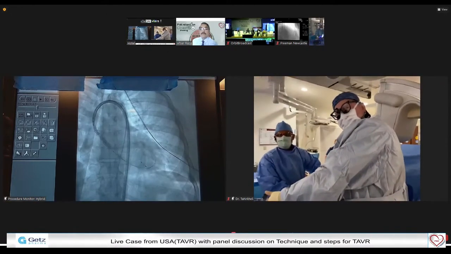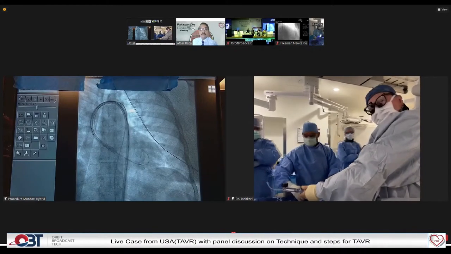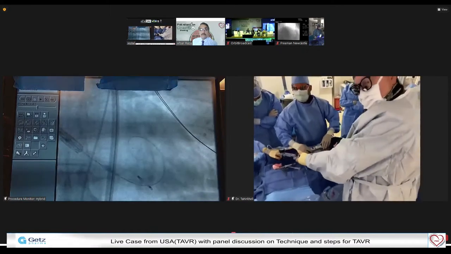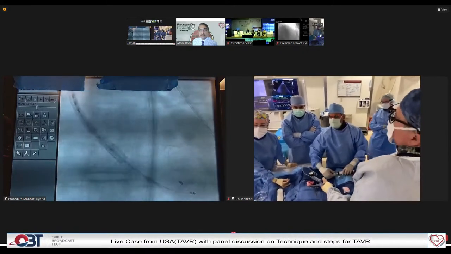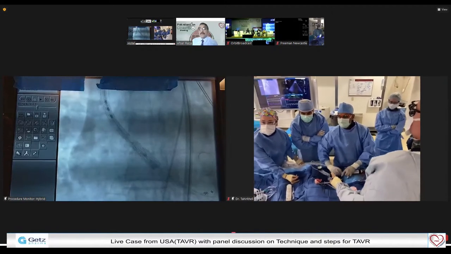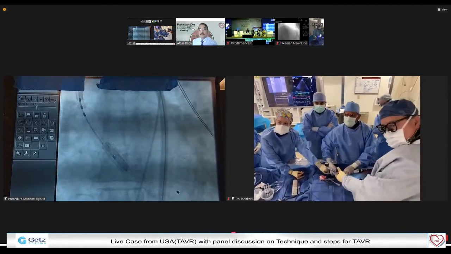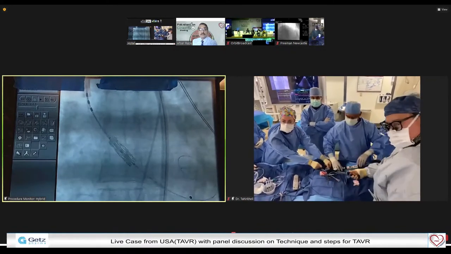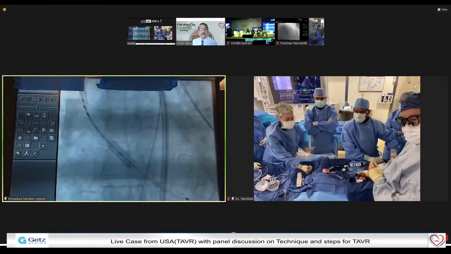Asad, you have used the Sapien 3? Sapien 3 Ultra, so it was in its initial stages when I left New York. The sheath that they use now has been revised. The initial Sapien 3 Ultra could not be pushed through this sheath, so this is a revised sheath which does not peel off. What size sheath is it now? They claim it's 14 French, but once it expands, the true OD becomes 18, so the hole in the artery is about 18 French.